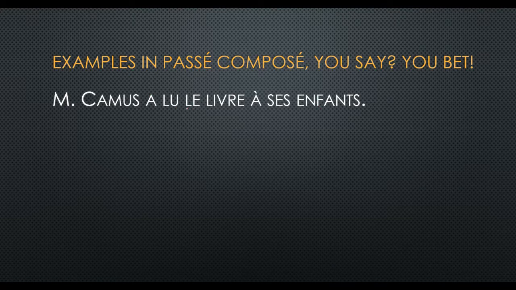So as I just said, what is being read? The book is what's being read. So that means that it is going to be our direct object and it is going to be replaced with le. Now, à ses enfants, that is going to be our indirect because that's who the book is being read to. So multiple children, so that means it is going to be replaced with leur.